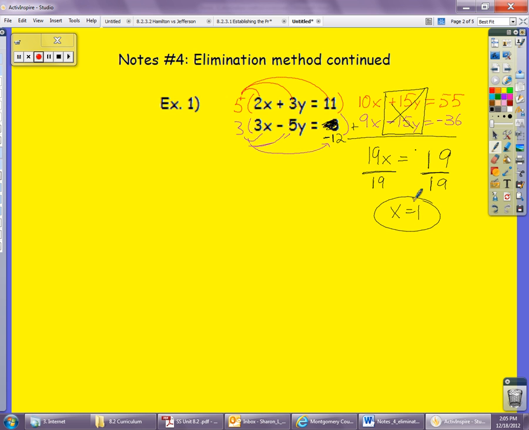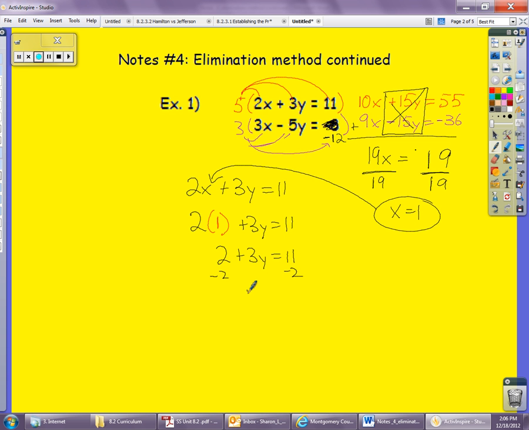To find the y value, we select one of these two equations. So if I choose the top one, I'm going to write out my top equation, and I'm going to plug in 1 for x. We do 2 times 1 plus 3y equals 11. I'm going to solve this for y, so 2 times 1 is 2, plus 3y equals 11, subtract 2, 3y equals 9, divide by 3, y is equal to 3. So we have our solution for this first example as the point (1, 3).